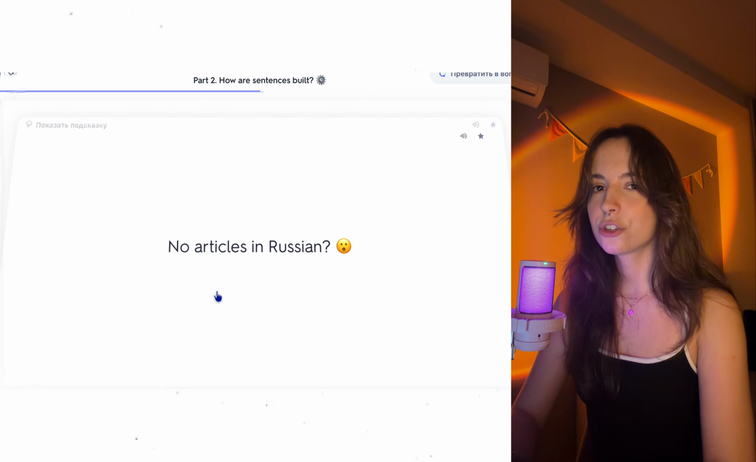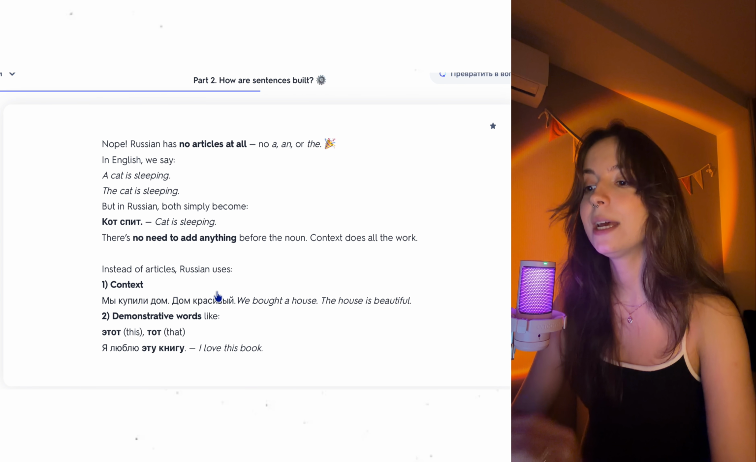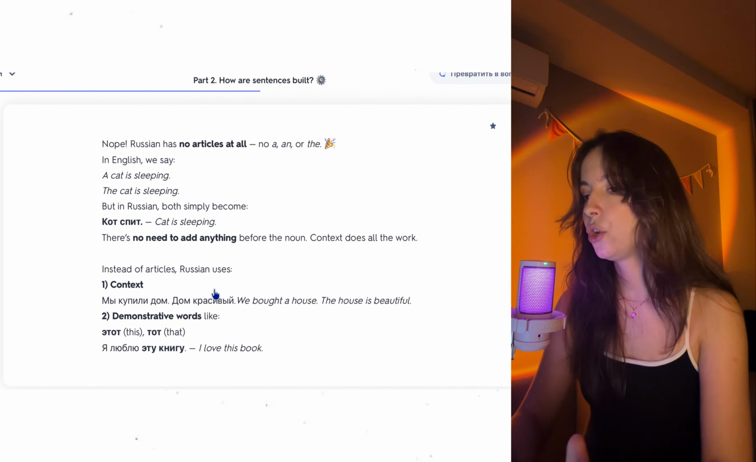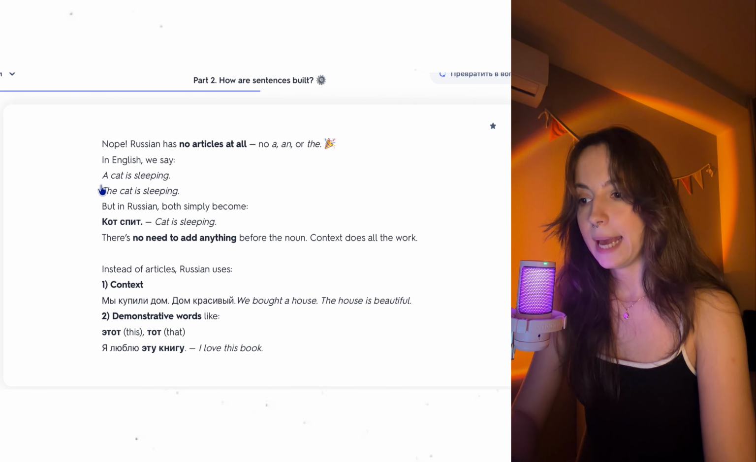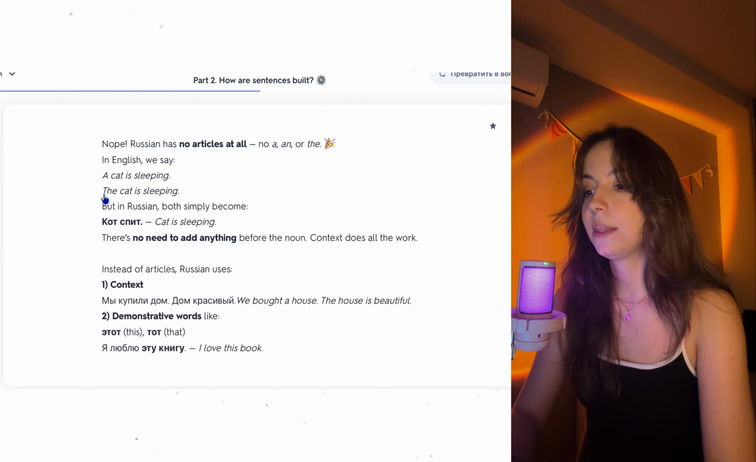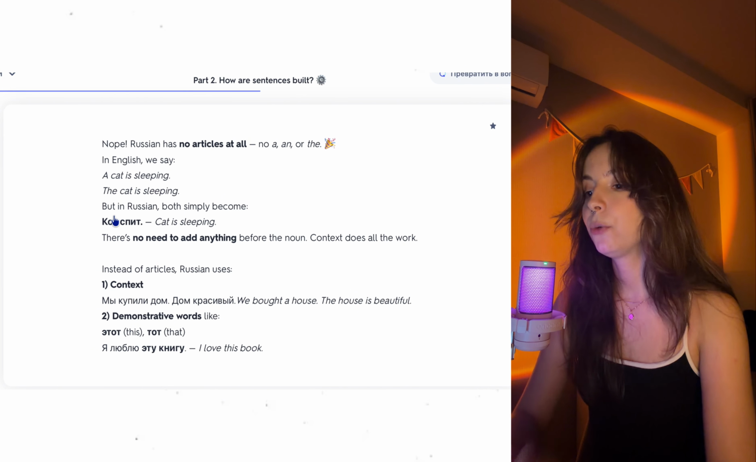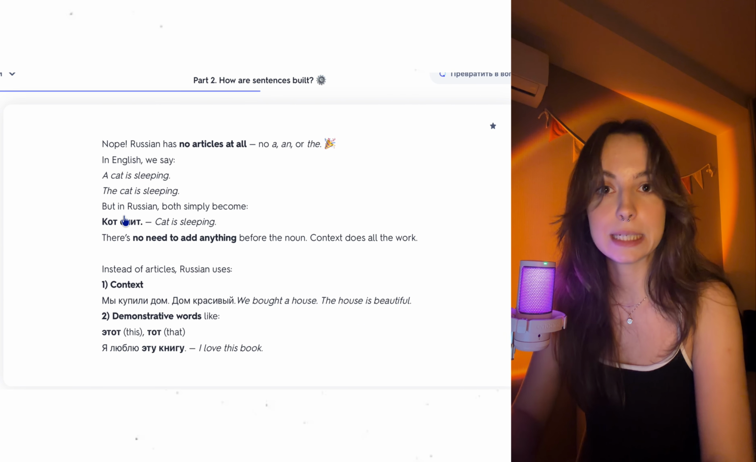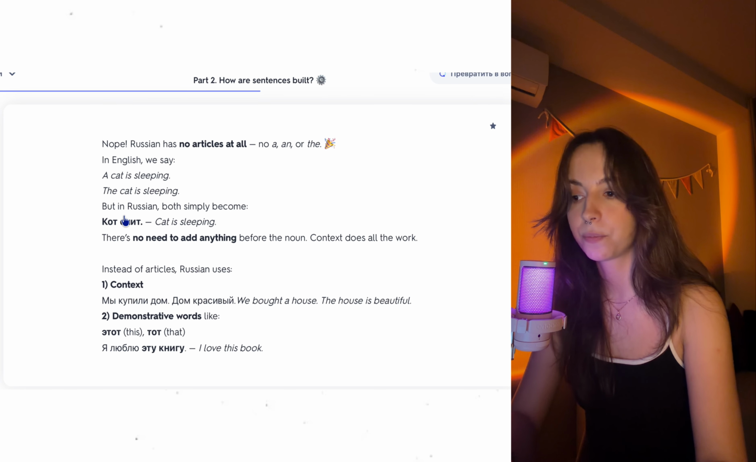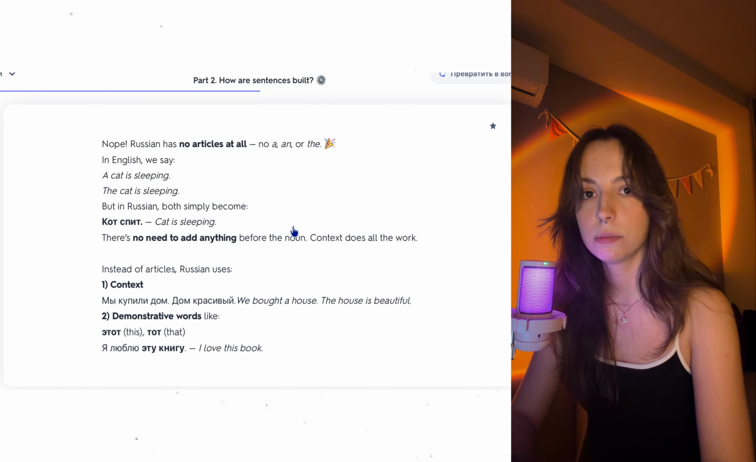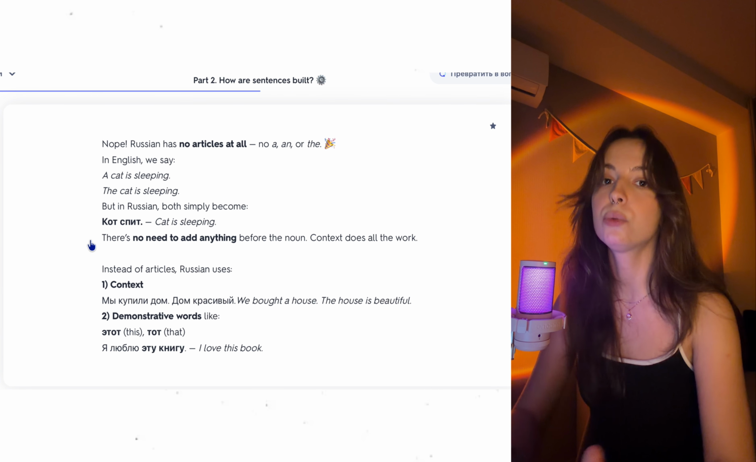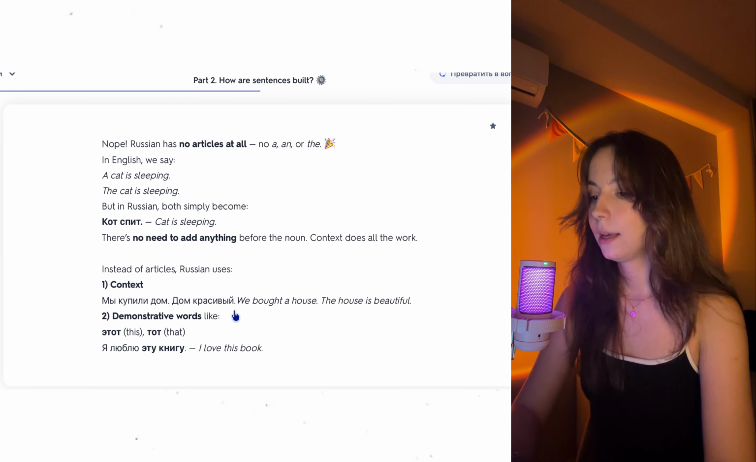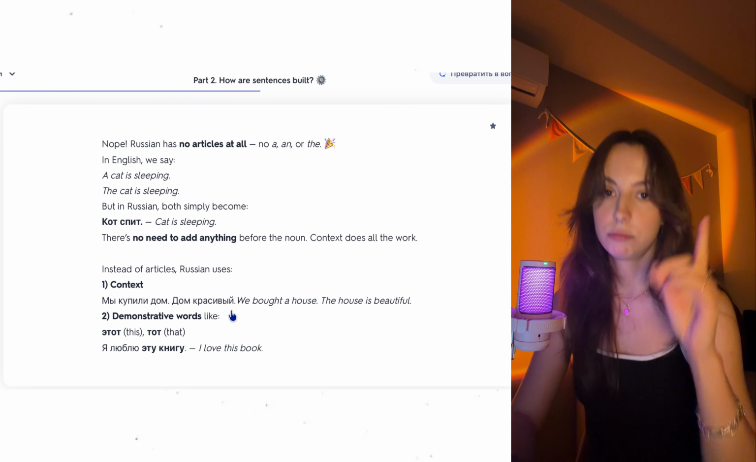No articles in Russian? Yeah, Russian has no articles at all. No a, an, or the. In English, we say, a cat is sleeping. The cat is sleeping. But in Russian, both simply become кот спит. This is it. No articles. Cat is sleeping. We don't use the, because the context of the sentences will do all the work. Instead of articles, we use context.